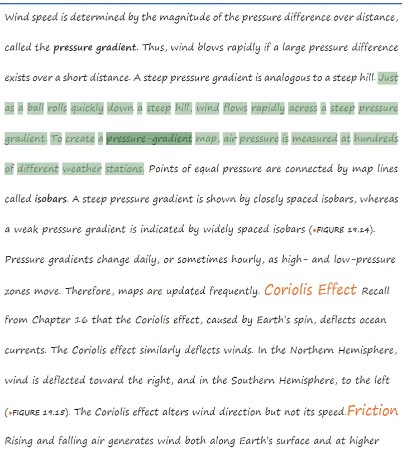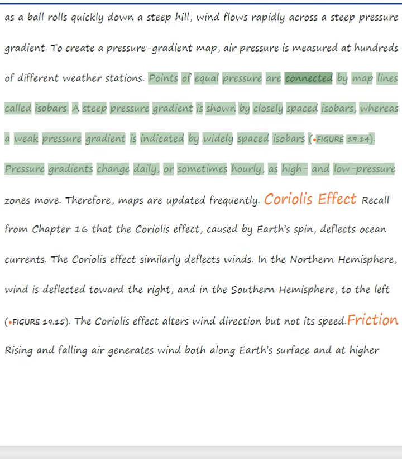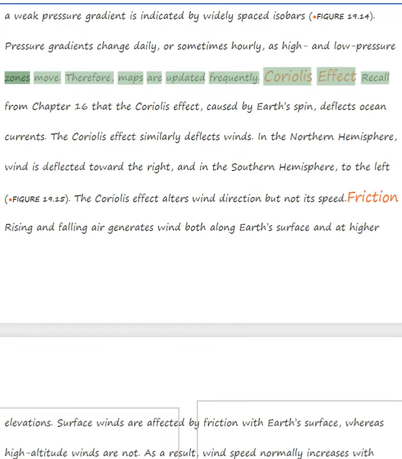To create a pressure gradient map, air pressure is measured at hundreds of different weather stations. Points of equal pressure are connected by map lines called isobars. A steep pressure gradient is shown by closely spaced isobars, whereas a weak pressure gradient is indicated by widely spaced isobars. Pressure gradients change daily, or sometimes hourly, as high and low pressure zones move. Therefore, maps are updated frequently.